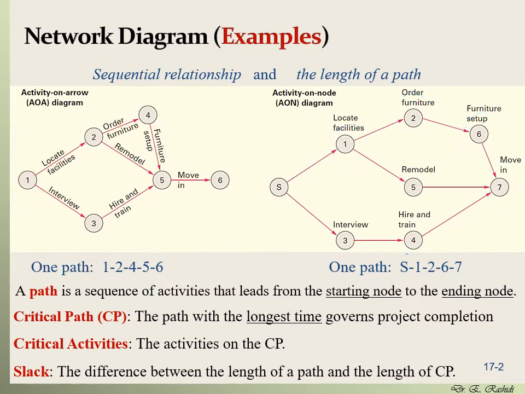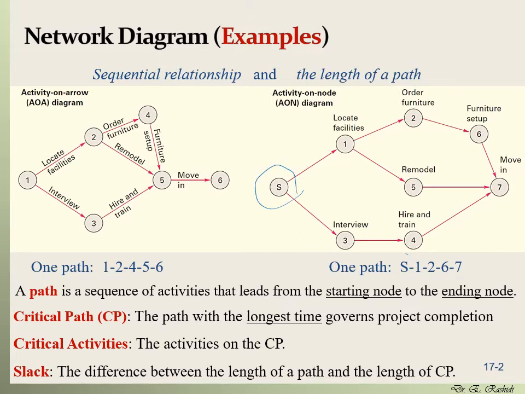You can find other paths here, for example, for the network on the left, 1 to 3, 3 to 5, and 5 to 6. Or 1 to 2, 2 to 5, and 5 to 6. And for the network on the right, there are other paths as well.